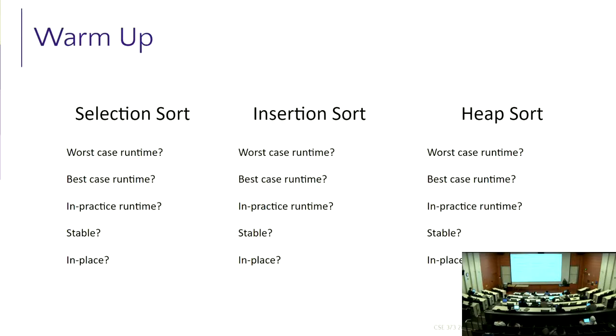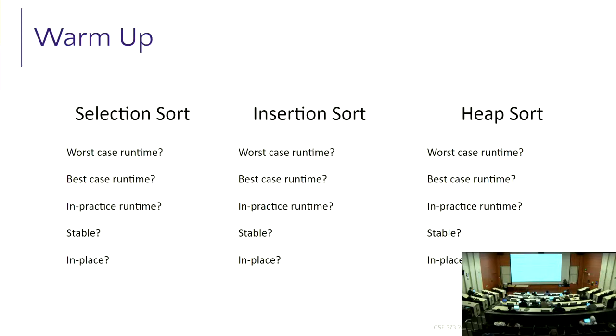But what is the worst case runtime of insertion sort? N squared. Yes, remember, because it's got those sorted lists and unsorted lists, it's looping over both of them and doing the swapping. It's got nested loops. Its worst case scenario is N squared.